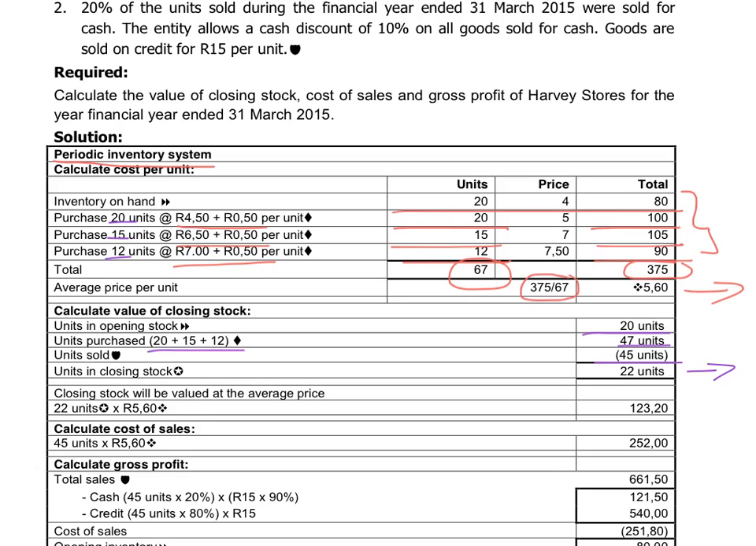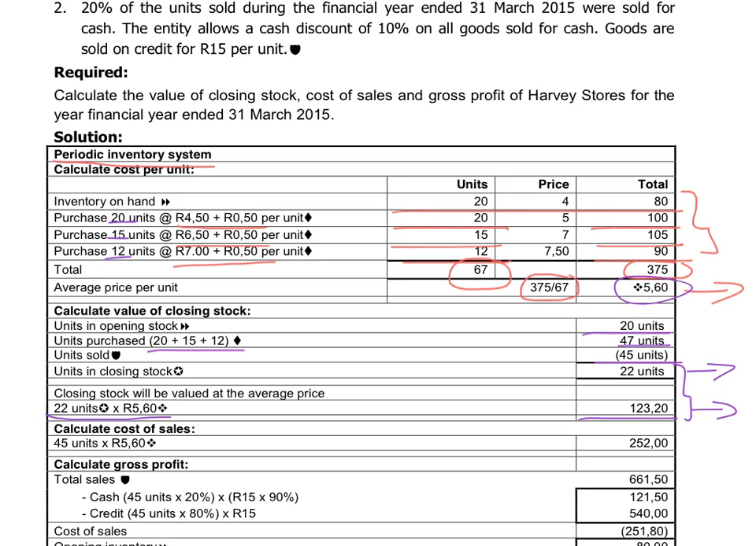If I want to know the value of those 22 units, I will multiply it with the average price of R5.60, and that will then be R123.20. So my closing stock is valued at R123.20, and the total number of units that we have available at the end of the year is 22.